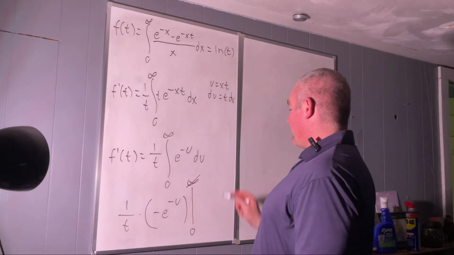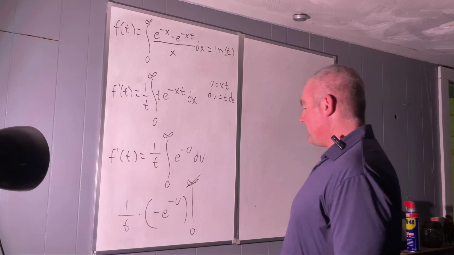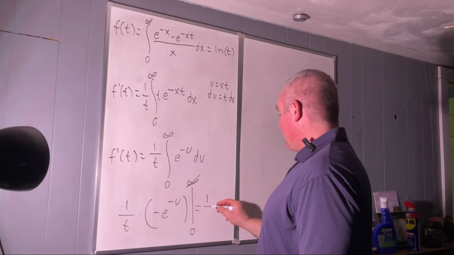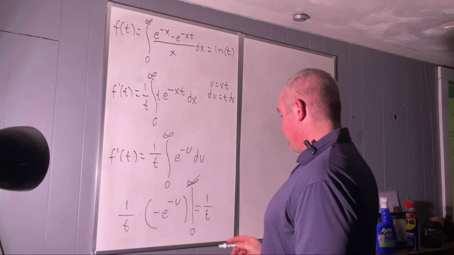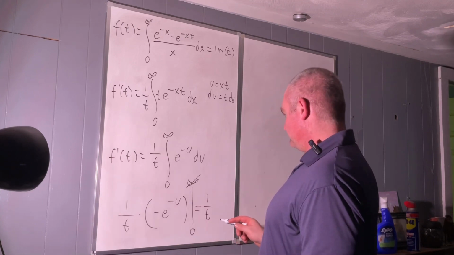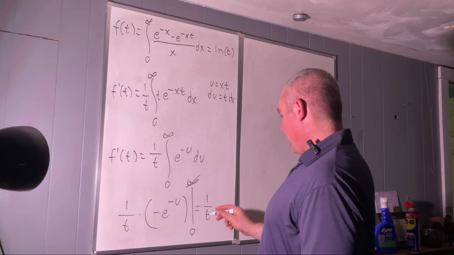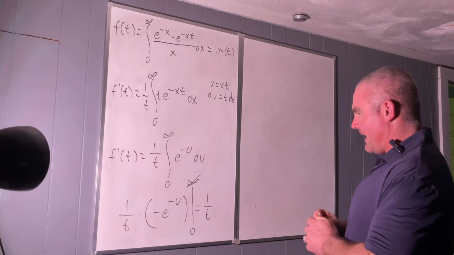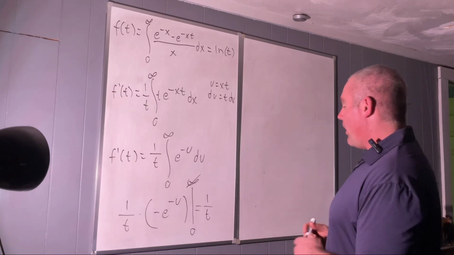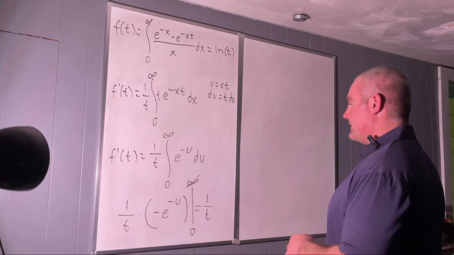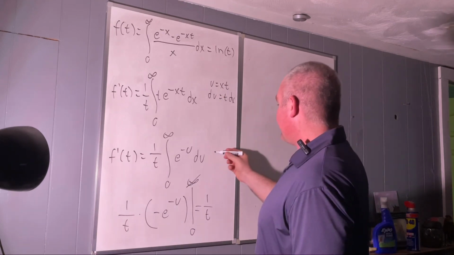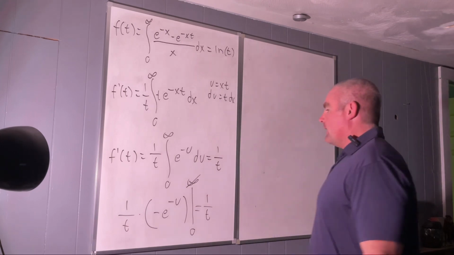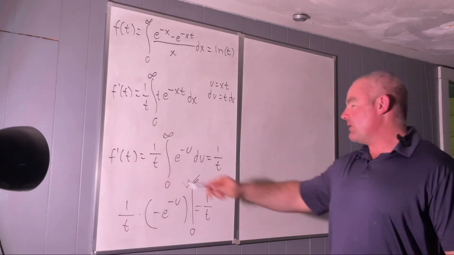The infinity part will cancel out because e to the negative infinity is just 0. So that's going to be 1 over t times negative e to the negative 0, or negative 1, or just 1, so it's just 1 over t. So our f prime of t is simply equal to 1 over t. We're not interested in f prime of t, though. We want f of t.